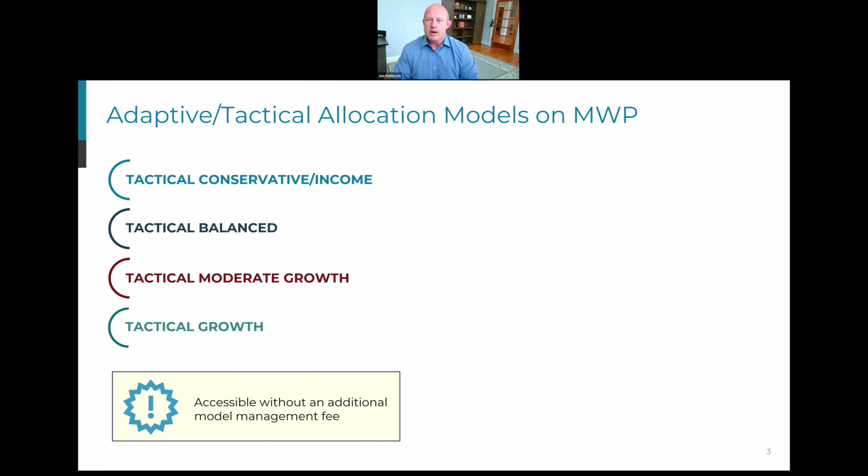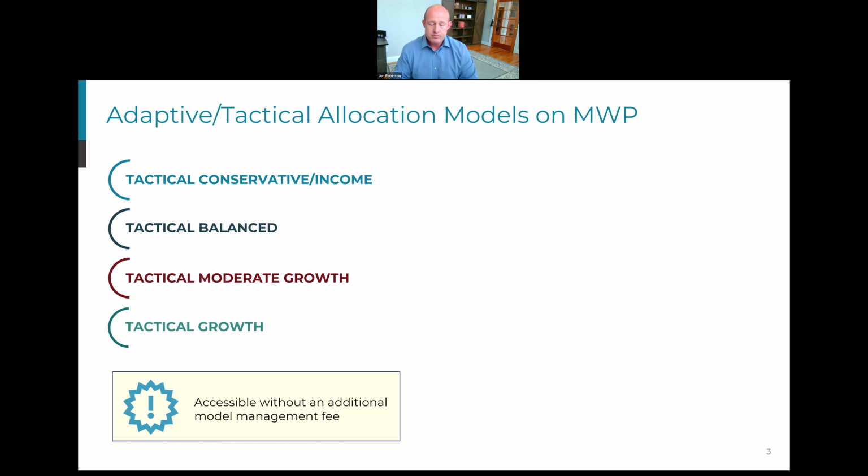So the four models that are available for you on the MWP platform, it's our tactical suite of strategies, and there's four models available to you. And they're the standard models that you're used to and ranked by volatility or how aggressive the client's risk profile is. And they range from growth all the way down to conservative. So nothing particularly esoteric about that.